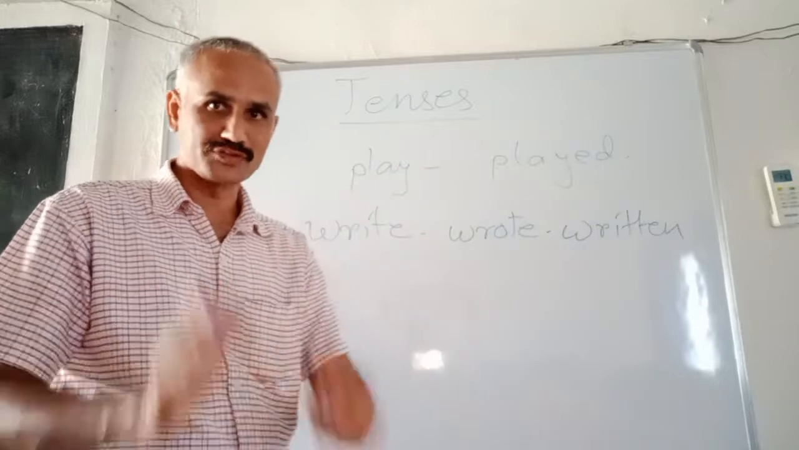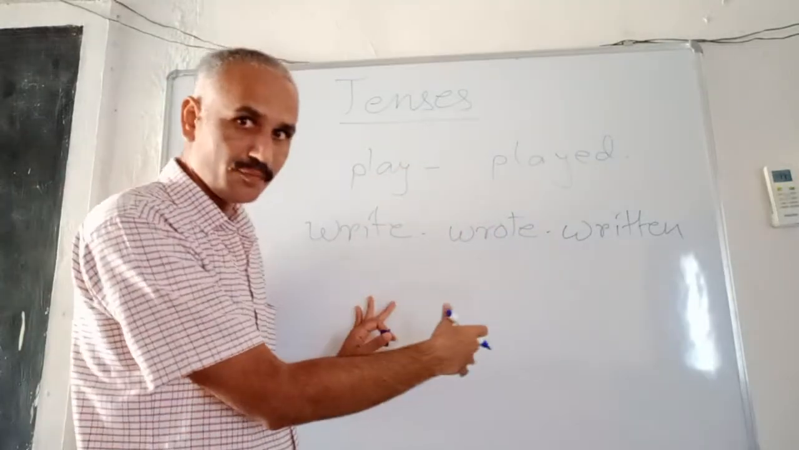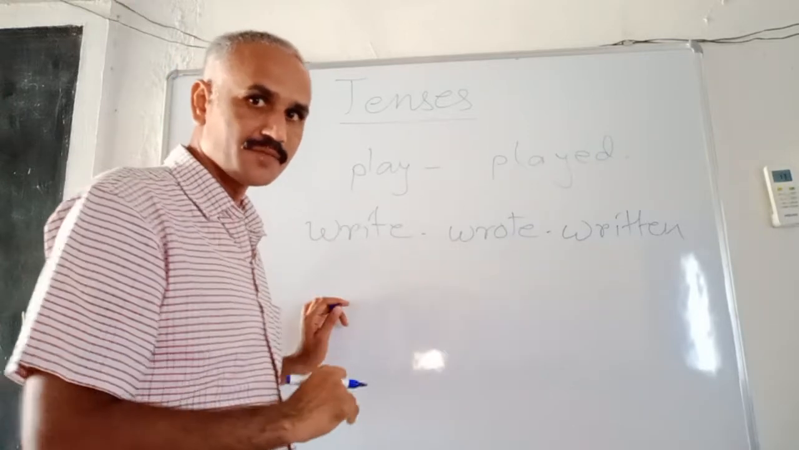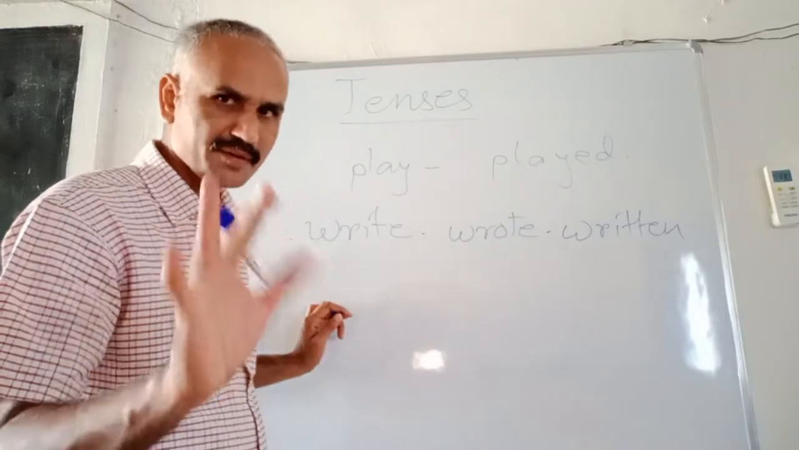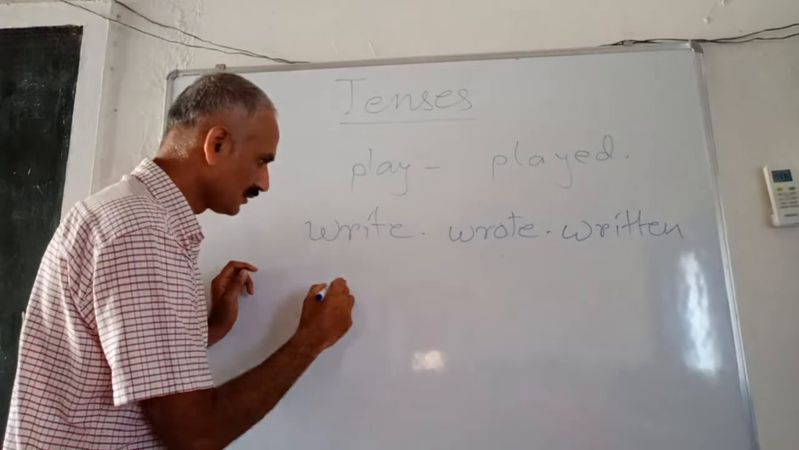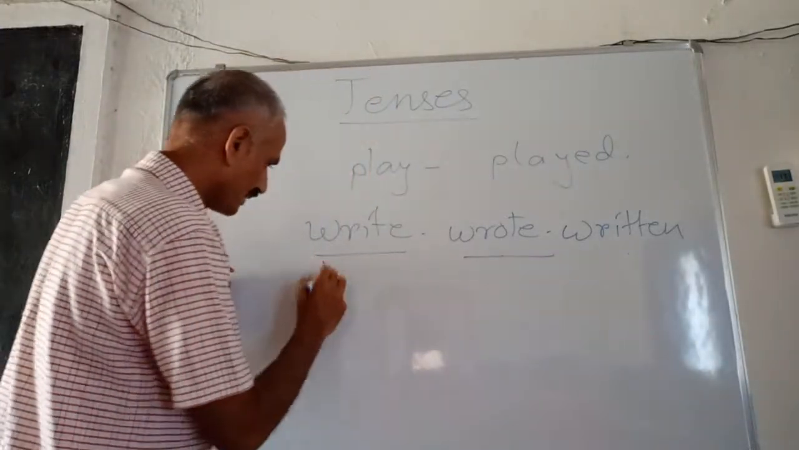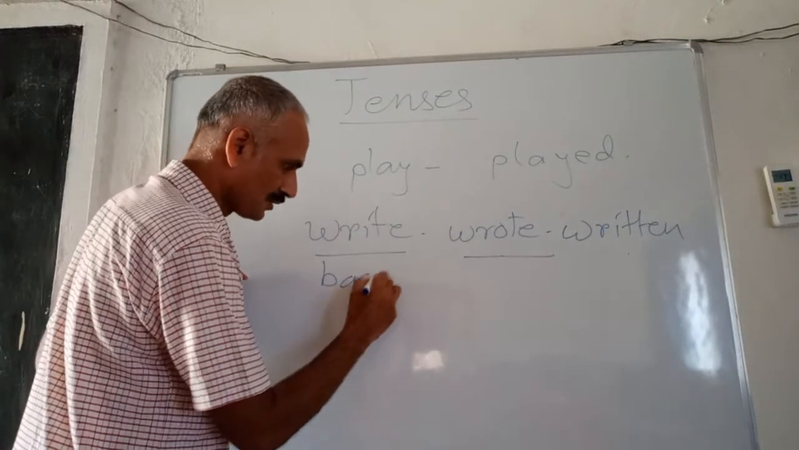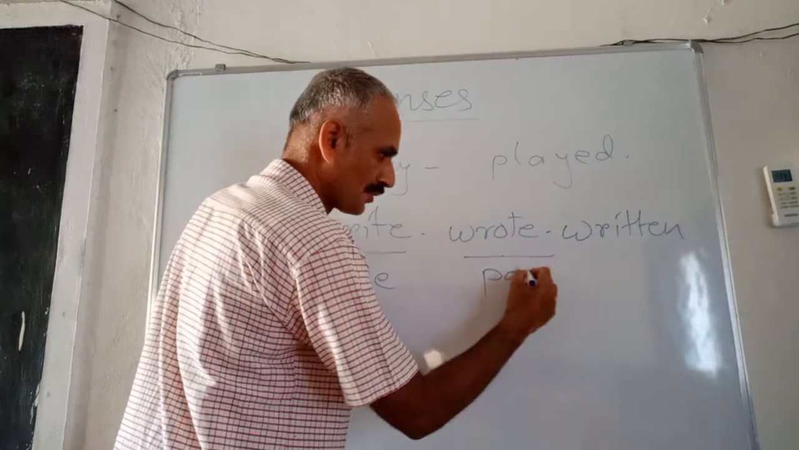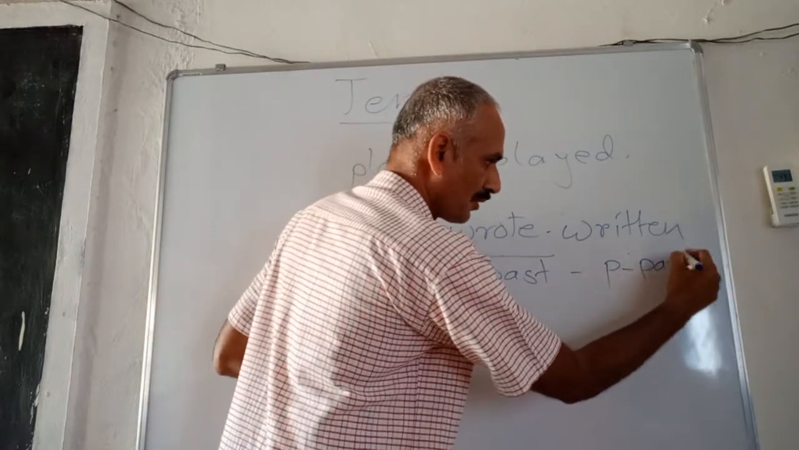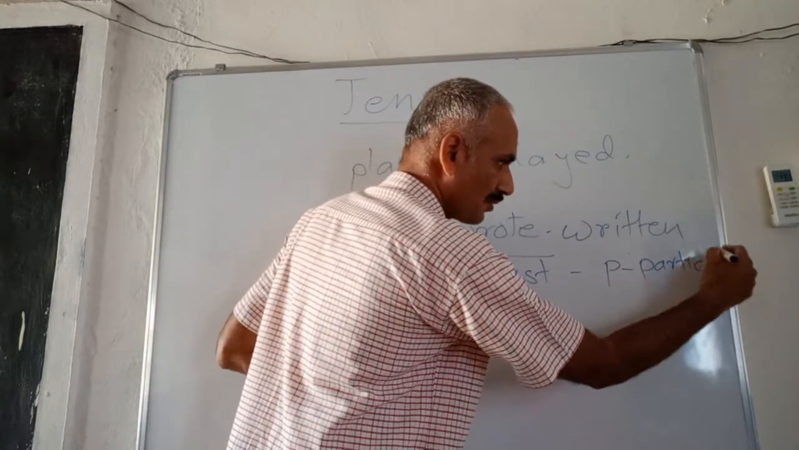Now try to concentrate. Is there any other form apart from these forms of verb? Apart from these, we can have, this one is the base, this one is the past. For example, I will write down base, past and past participle. Okay.